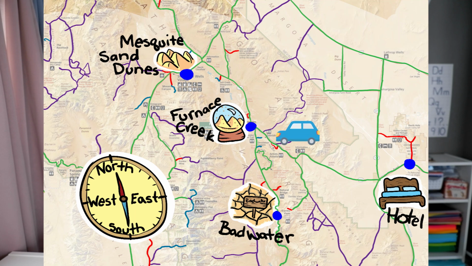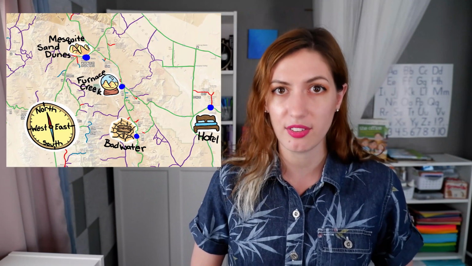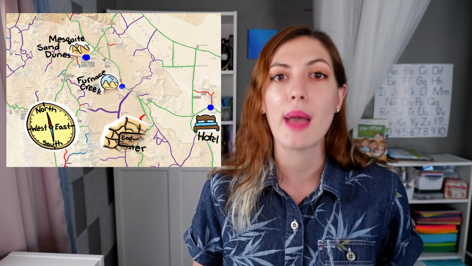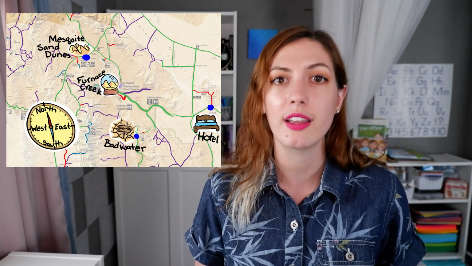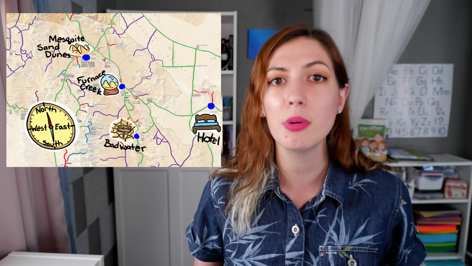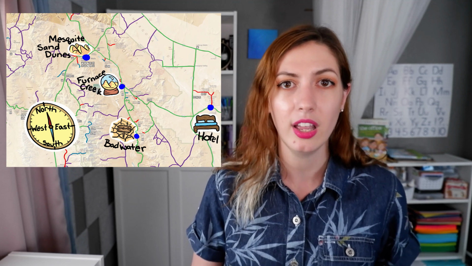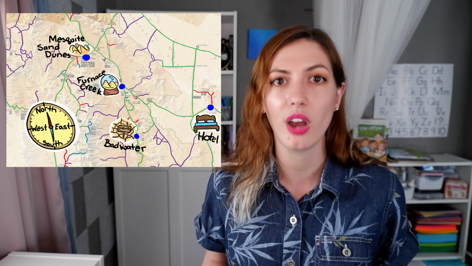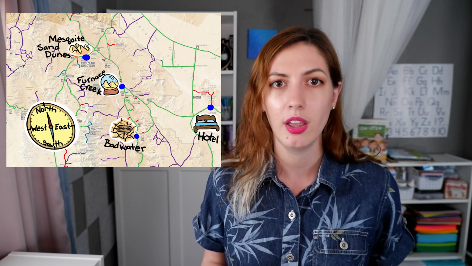And after that, I was really tired, so I went back to my hotel so I could get a good night's sleep. I talked about 4 different places that I visited. I talked about Mesquite Sand Dunes, Badwater Basin, Furnace Creek, and my hotel. And I labeled these on your map as well in very obvious places. I also made the compass rose bigger and more obvious so that you can use it.